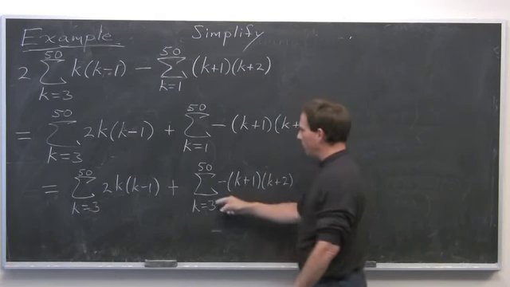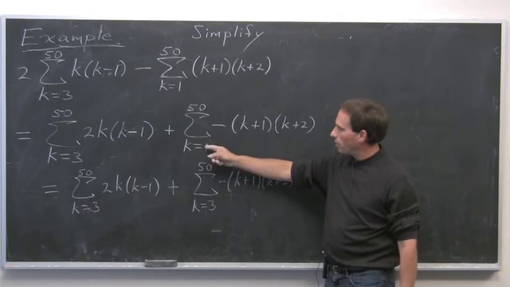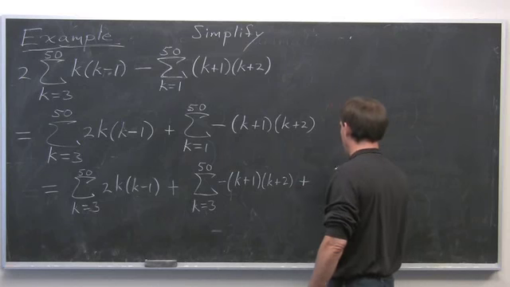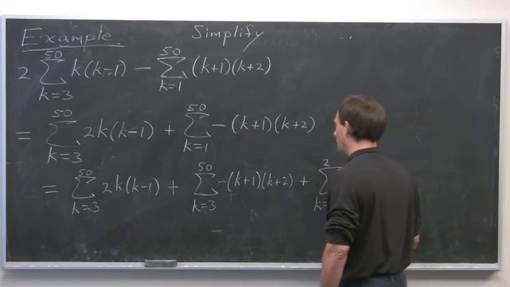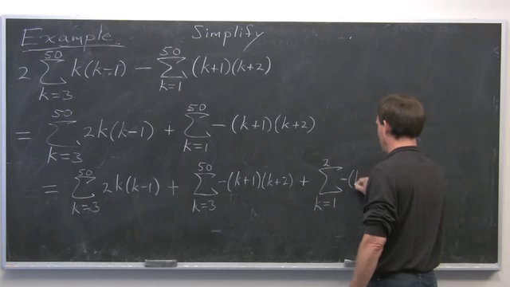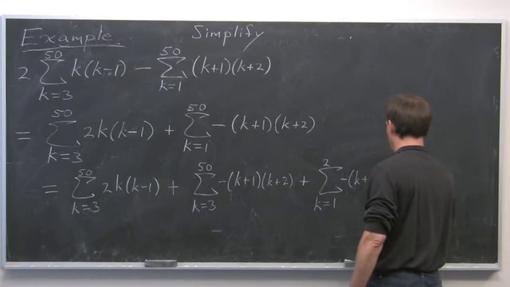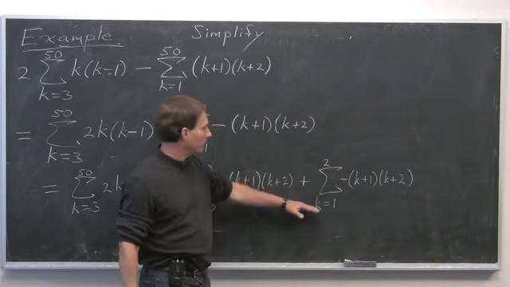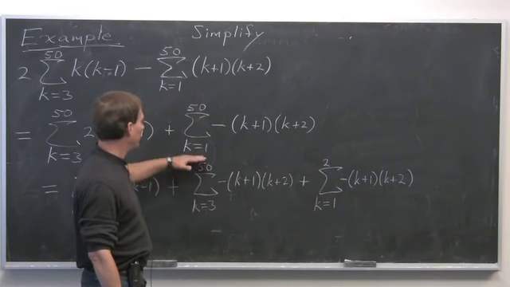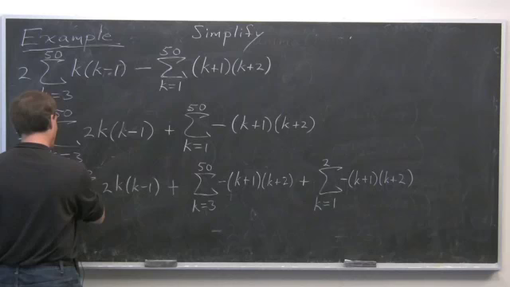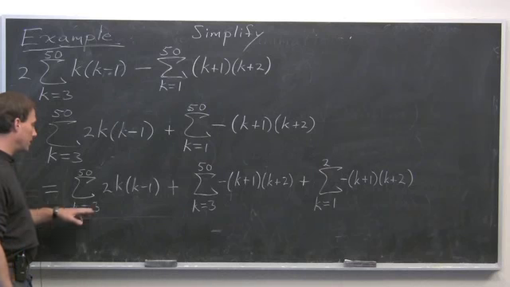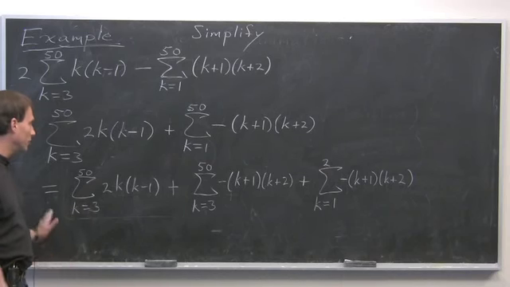But I left off part of the sum. I left off the part where k was going from 1 to 2. I picked it up at 3. So by splitting of summations, we still need the sum as k goes from 1 to 2 of minus k plus 1 times k plus 2. Okay, but now these are equal. I just split up this sum. I went first from 1 to 2, and then I went from 3 to 50. So these are equal. And now these have the same summations in front of them, the same index, the same range on the index. They both go from 3 to 50.